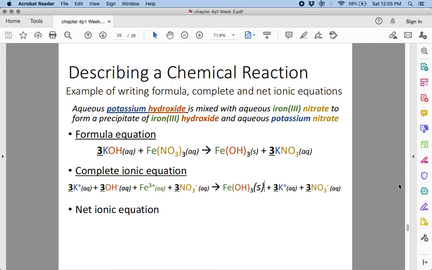Next step, I want you to try and identify in this complete ionic equation what you think would be spectator ions. Remember, spectator ions are the things that don't do any chemistry. They just sit and watch. So they're the things that go in the same way they come out. So again, pause the video here and try and identify the spectator ions.